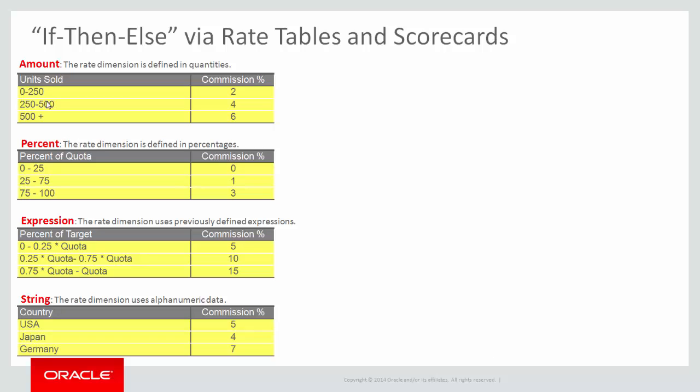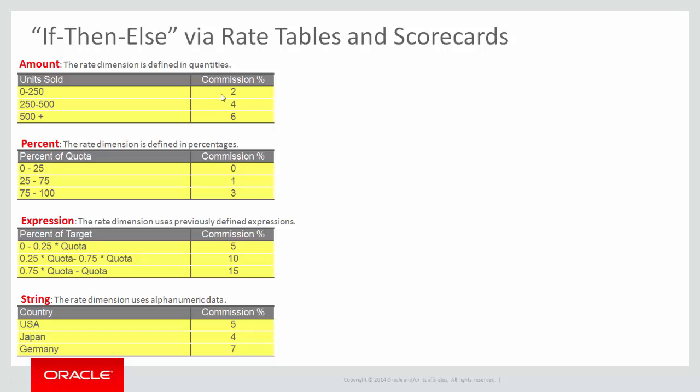So if we look at the first example here, which is the amount table, we see when units sold were between 0 and 250, we're going to pay a commission rate of 2%. When between 250 and 500, we're paying a commission rate of 4%, and then 500 and above, we're paying a commission rate of 6%. If you think about it, this is if-then-else logic. If the units sold are between 0 and 250, then pay out 2%.